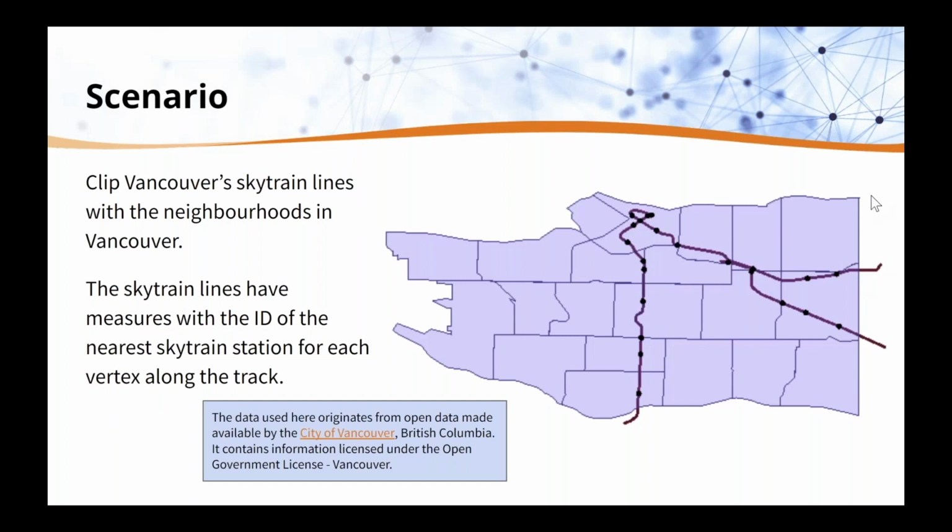In this demo, I have 3 data sets. I have polygons that represent the neighborhoods in Vancouver. I have points that represent the stations for a rapid transit line. We call it the SkyTrain. And I have lines that represent the path this rapid transit line takes through the city of Vancouver. And I would like to clip the lines with the neighborhoods of the city of Vancouver. But there is an additional thing to keep in mind here, which is that my lines have measures. And at each point along the path the train takes through Vancouver, I have a measure value that is the ID of the closest station to each vertex along the track.